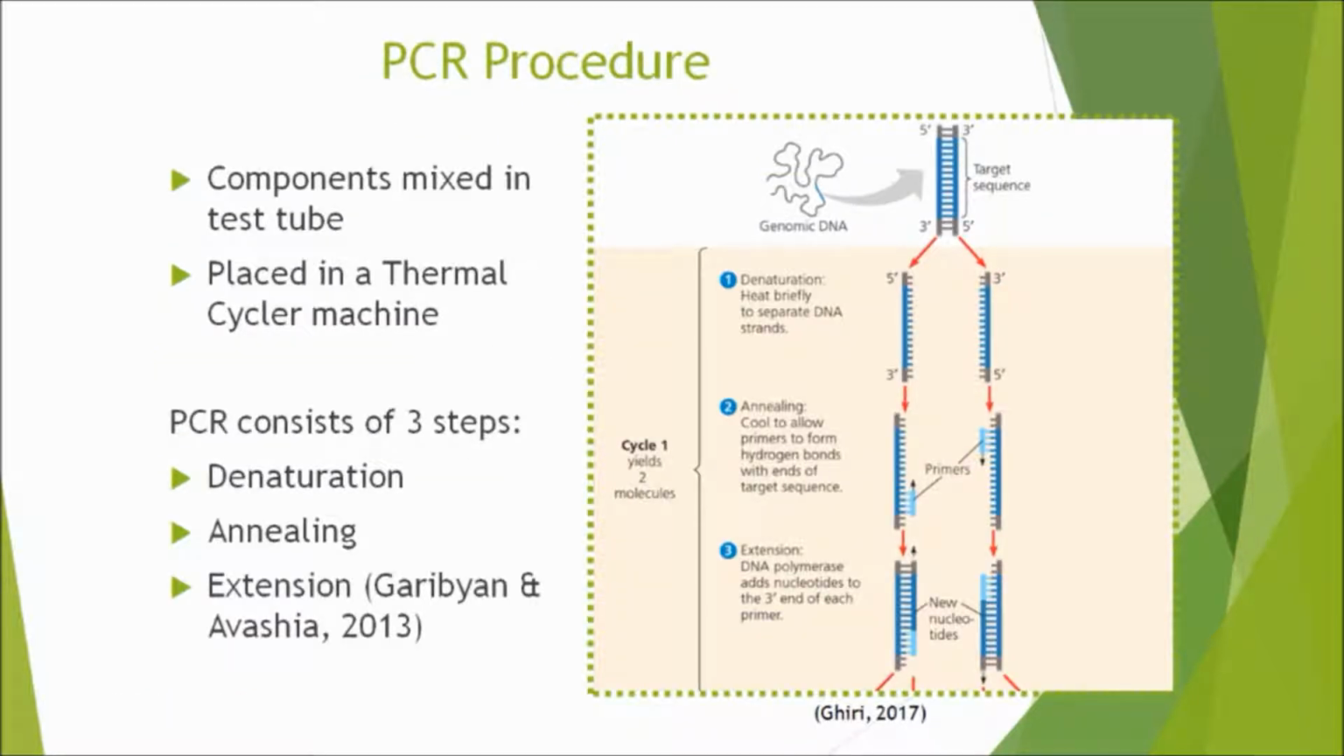So the polymerase chain reaction begins with the mixing of all the components in a test tube, which is then placed inside a thermal cycler machine. PCR consists of 3 steps: denaturation, annealing, and extension phase. This machine allows the 3 stages to be repeated in every cycle by raising and lowering the temperature until an ample amount of DNA has been replicated. The image on the slide shows an overview of the procedure.